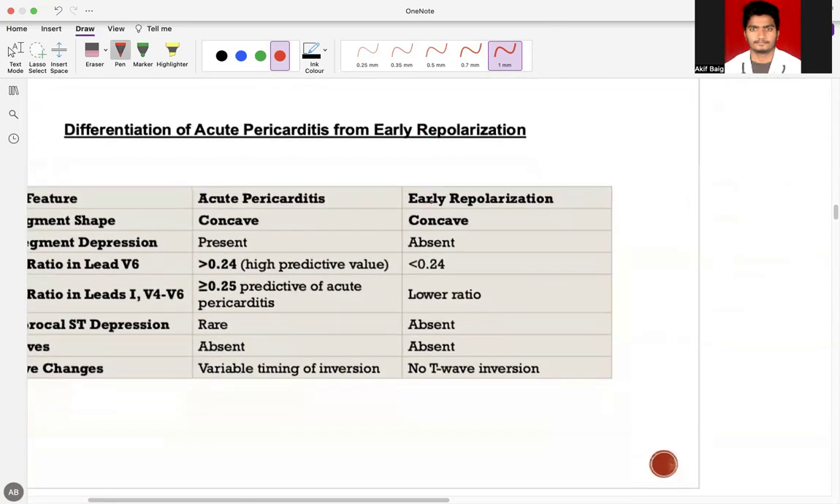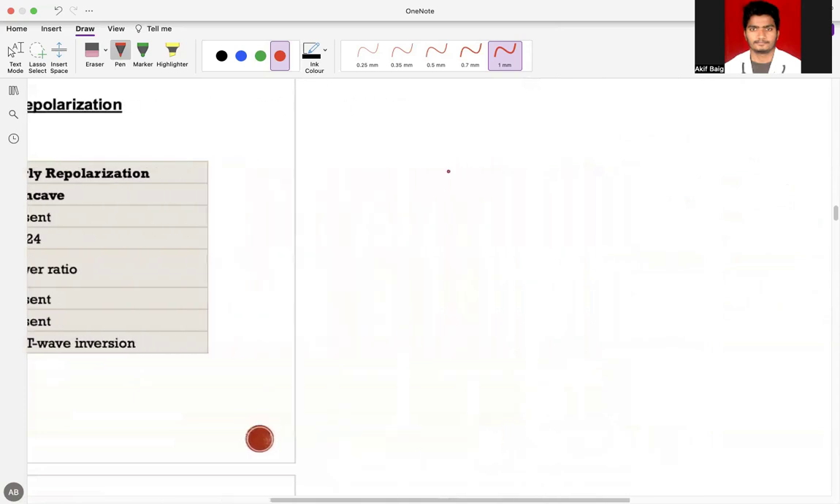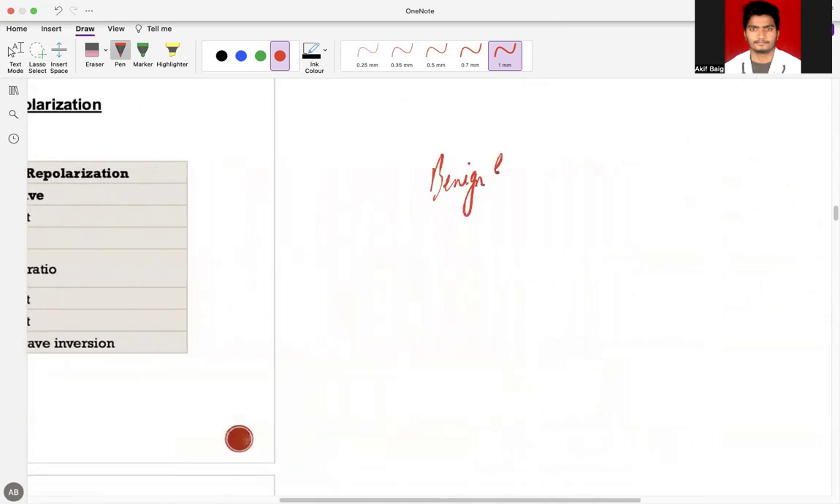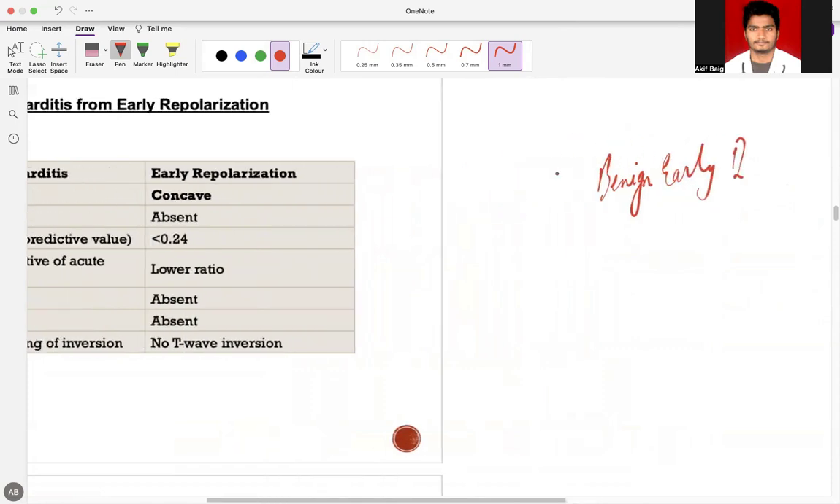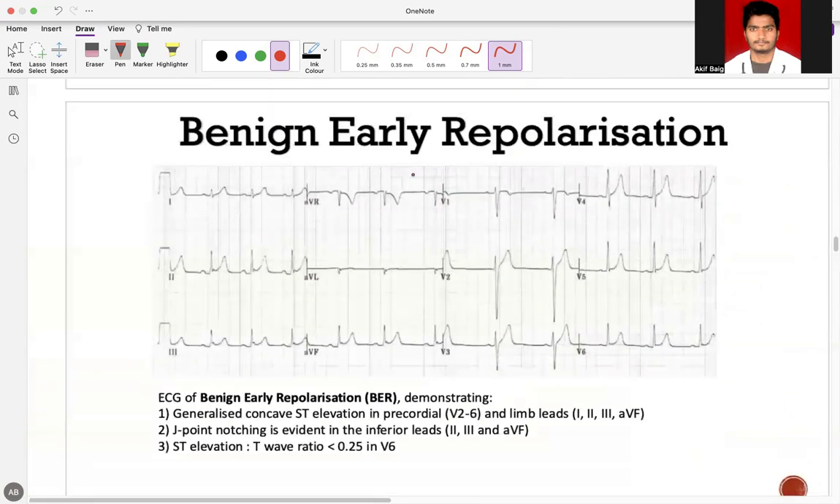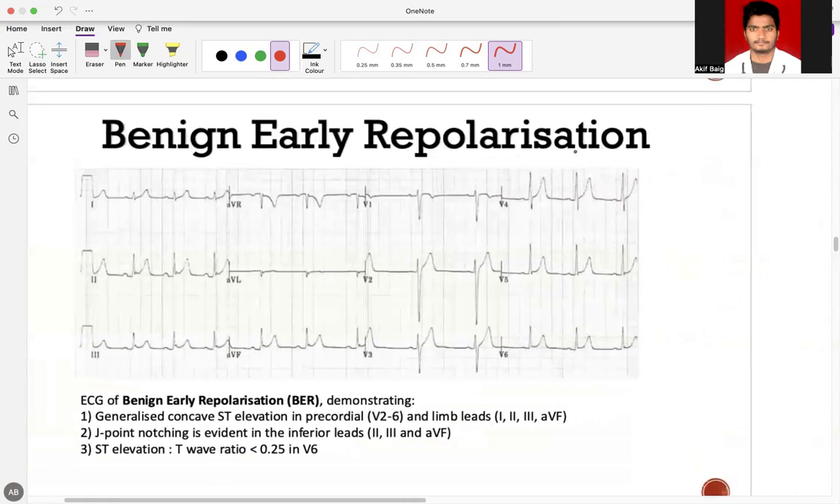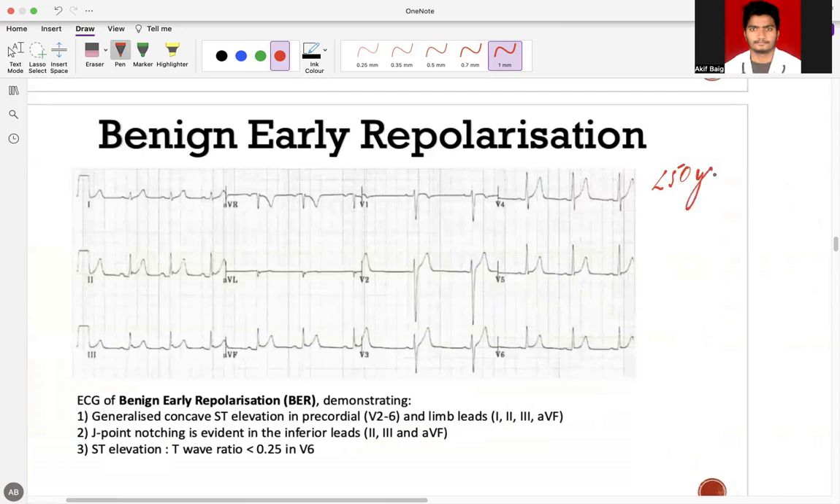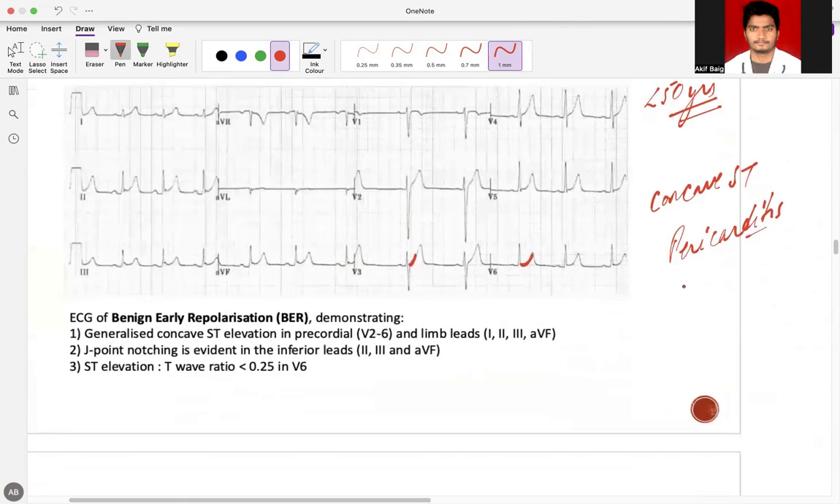So another differential diagnosis of pericarditis is early repolarization. That is the benign early repolarization, which also appears almost similar to this. I will show ECGs, which is better. Benign early repolarization is usually seen in young patients, less than 50 years of age. They will have some concave type of ST segment elevation. You can see here there is some concave type of ST segment elevation. So this concave type of ST elevation resembles that of pericarditis as well. So how do you differentiate? In pericarditis, there is usually associated PR segment depression, which is usually not seen in benign early repolarization.